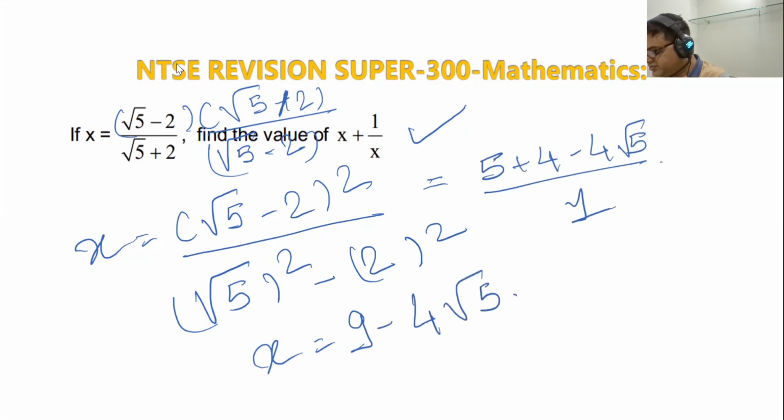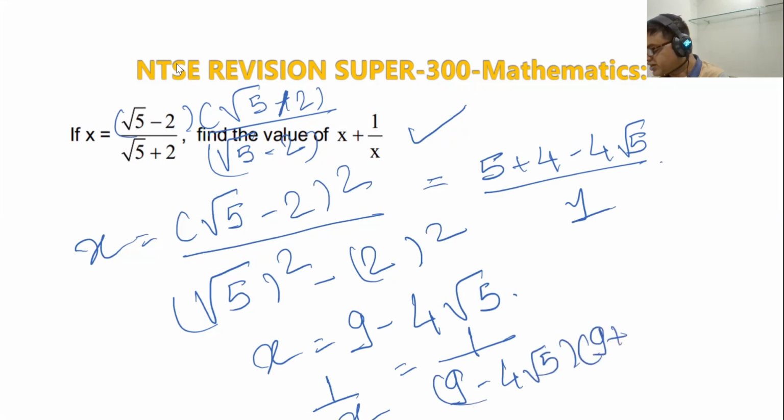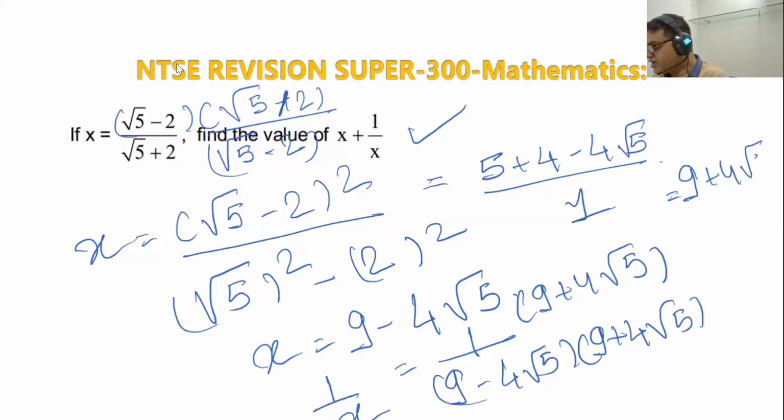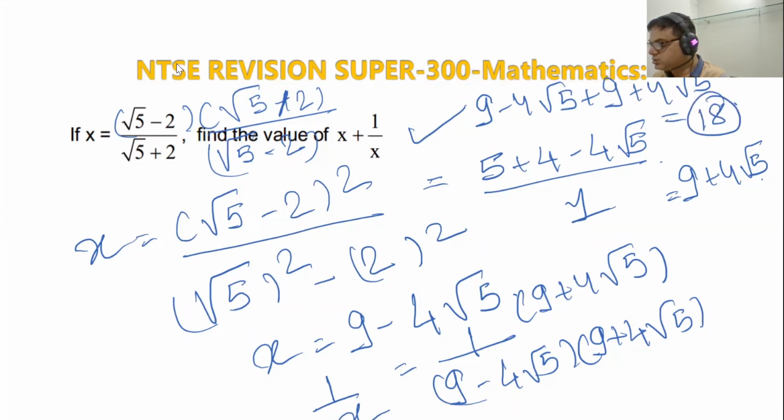Now 1 upon x will be 1 upon 9 minus 4 root 5 multiplied by 9 plus 4 root 5, which finally is equal to 9 plus 4 root 5. So finally my answer, that is x plus 1 upon x, will be equal to 9 minus 4 root 5 plus 9 plus 4 root 5, which is simply equal to 18. So the correct answer of this question will be 18.